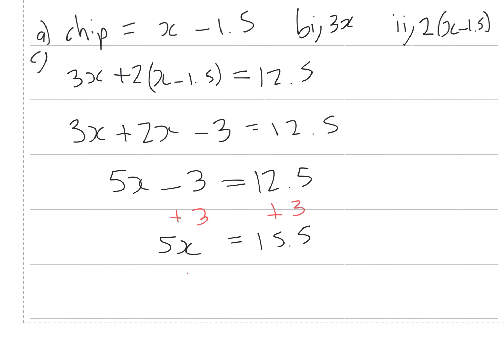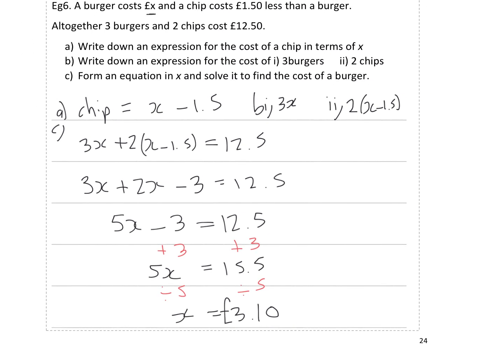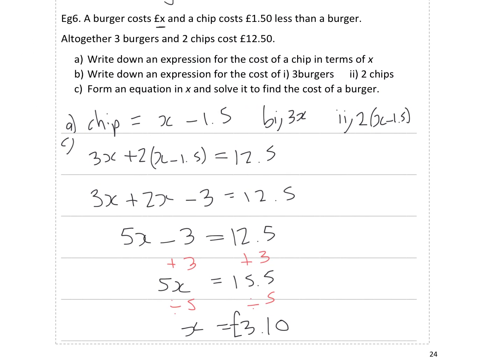And then we can divide by the number of X's, which is 5. And that gives you that X is equal to 3.1. Or in this case, it's about the cost of a burger, so £3.10. Always do go back and read the question at the end to make sure you've actually found out what is required. And we have, it's the cost of the burger, which is X.